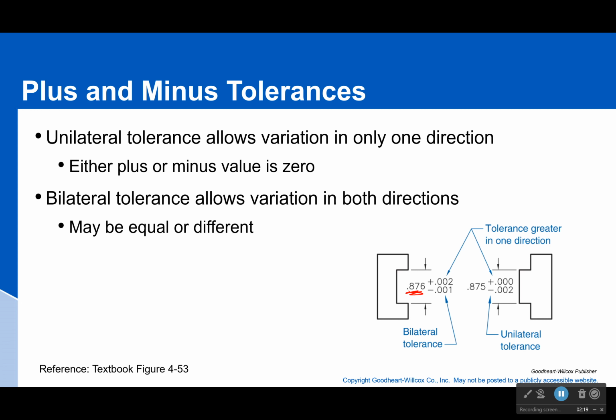And then you have what's called a bilateral tolerance. So it allows variation in both directions. You can just say plus minus 0.001. That works. But in this case, we're actually breaking it and saying, okay, we have 0.002 greater is fine, or 0.001 less is fine. Unilateral tolerance, right here, you can see that there's only tolerance in one direction. It can get smaller, it can't get bigger.